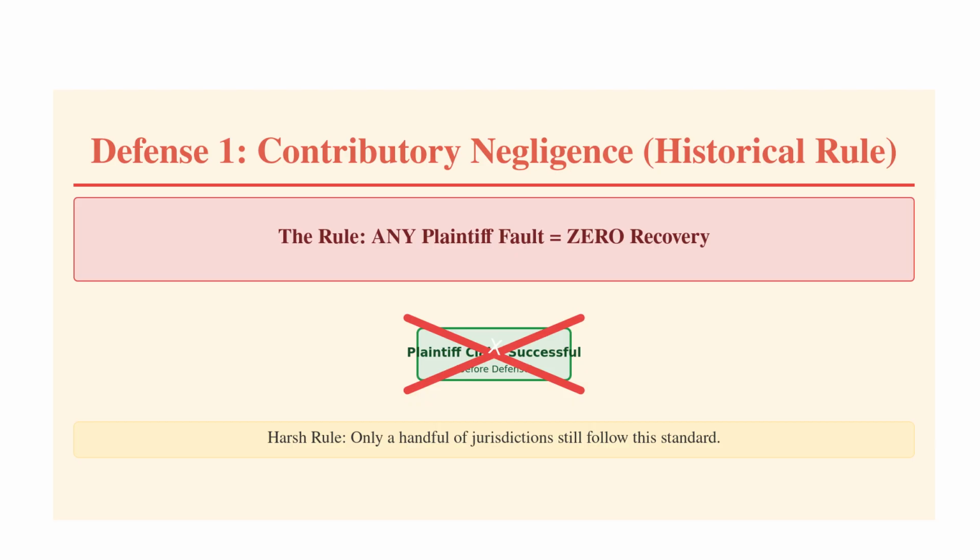Because of its severe and often unjust results, this rule has been abandoned by the vast majority of jurisdictions. However, understanding contributory negligence is crucial because it serves as the historical baseline against which all modern comparative fault systems are measured. A small minority of states still adhere to this harsh standard, making it essential knowledge for the bar exam.